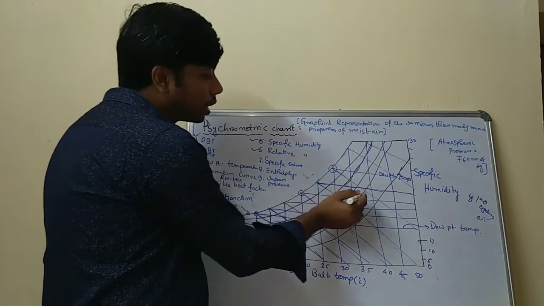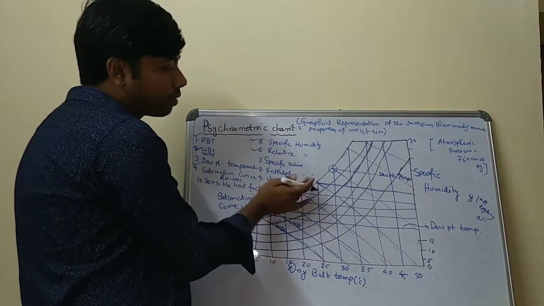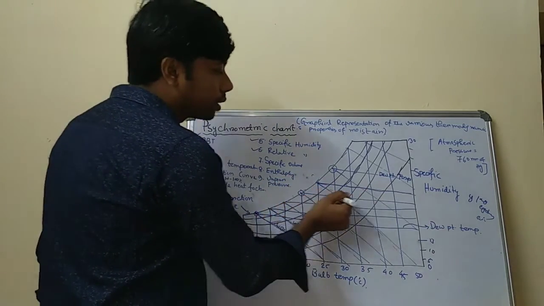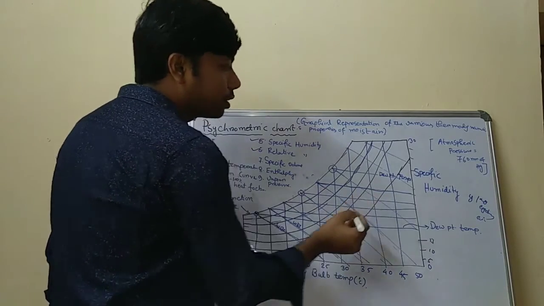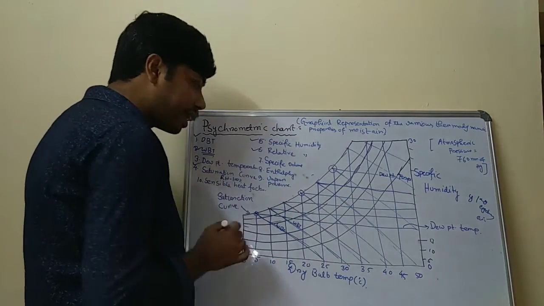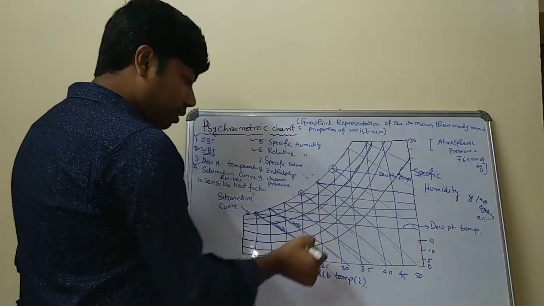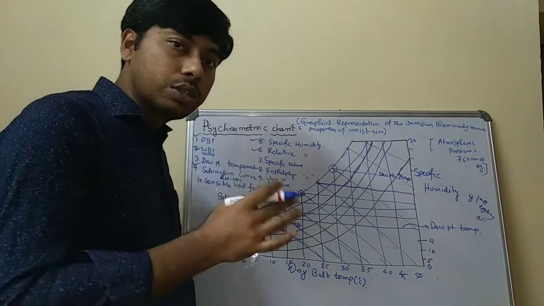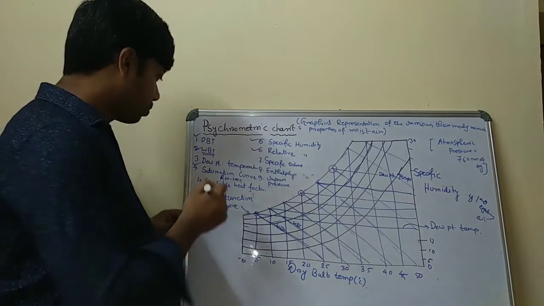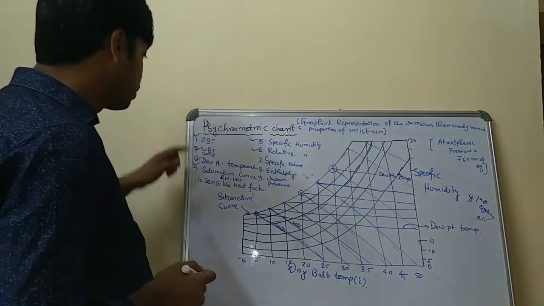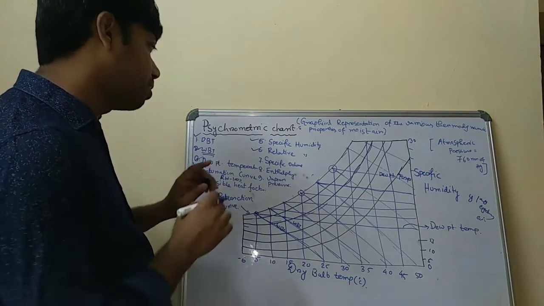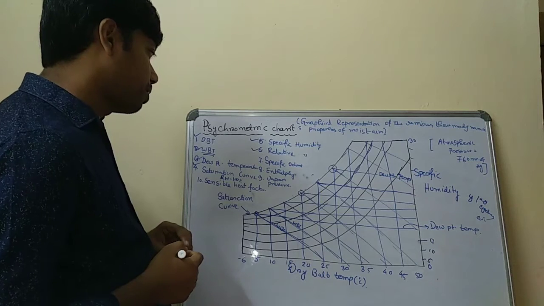Now, if you draw the parallel line corresponding to the dry bulb temperature, this line indicates your dew point temperature. Again, in the saturation curve, the dry bulb temperature and dew point temperature are also equal. So this is your dew point temperature. So DBT, WBT, dew point, saturation curve, specific heat and relative humidity we already discussed.